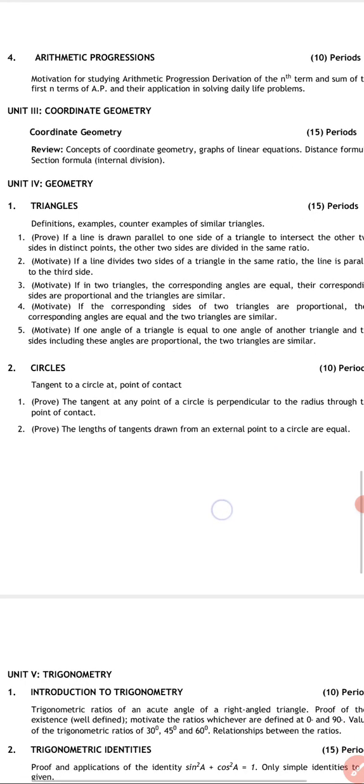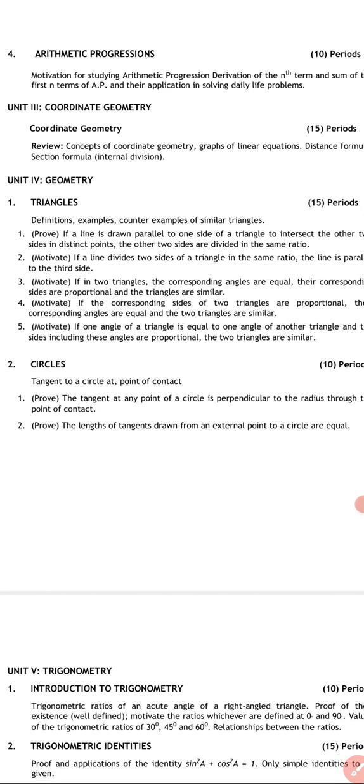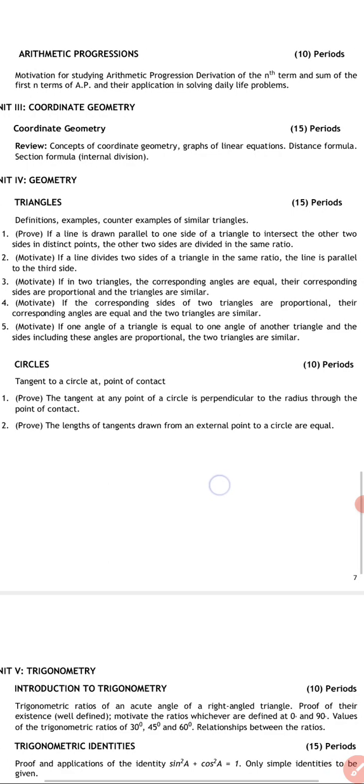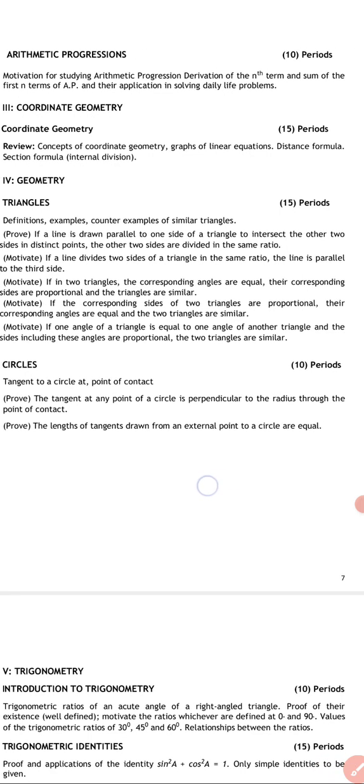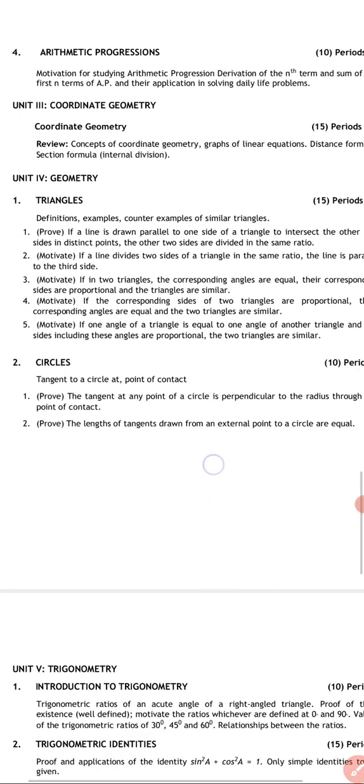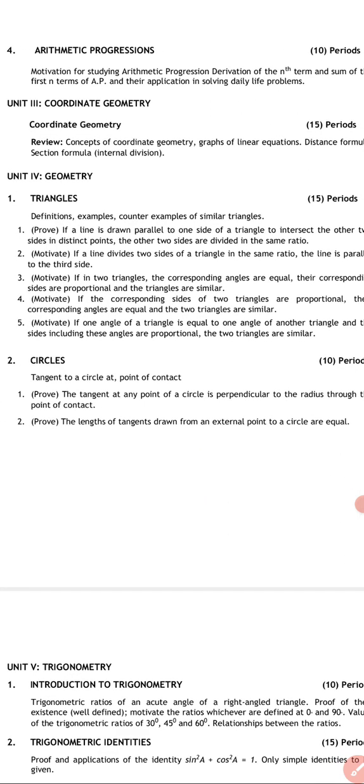Then unit 4, geometry. First one, triangles. In triangles, definitions, examples, counterexamples of similar triangles. Then first one, we have only one proof of a theorem. First one is, if a line is drawn parallel to one side of a triangle to intersect the other two sides in distinct points, the other two sides are divided in the same ratio.